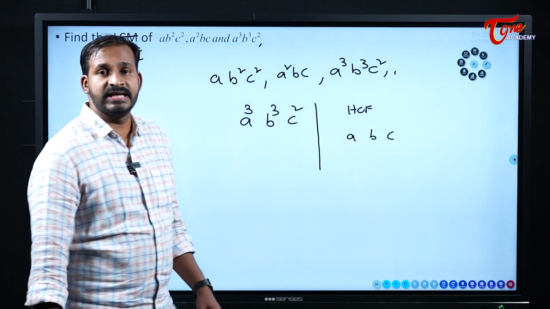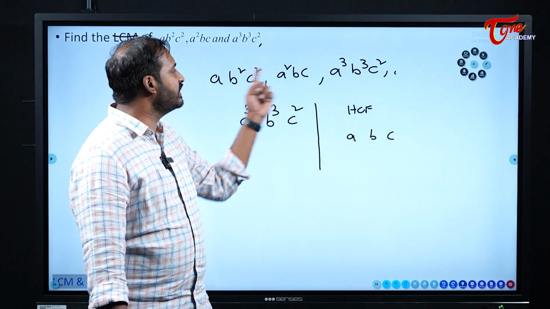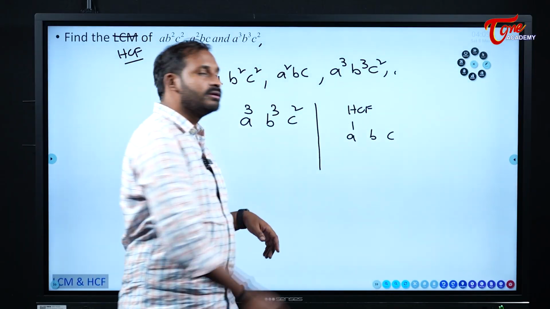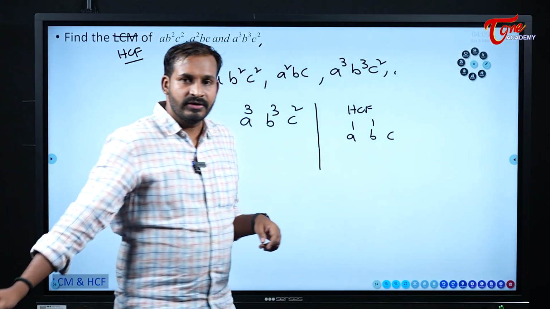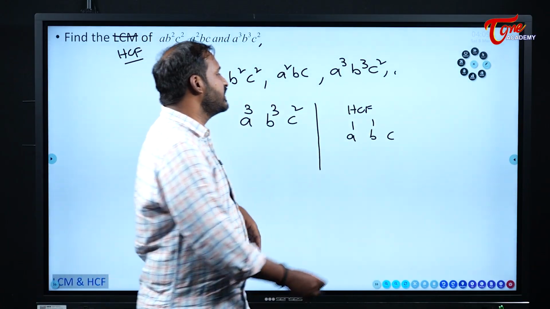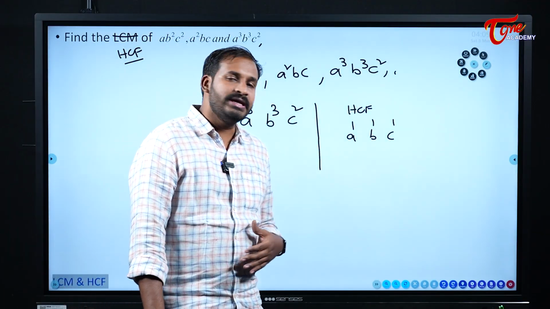Now in this case, take the least power. Least power. What is the least power of A? I have here 1. So A to the power of 1. What is the least power of B? I have here 1. I have taken B to the power of 1. What is the least power of C? I have here 1. So my HCF here becomes A, B, C.